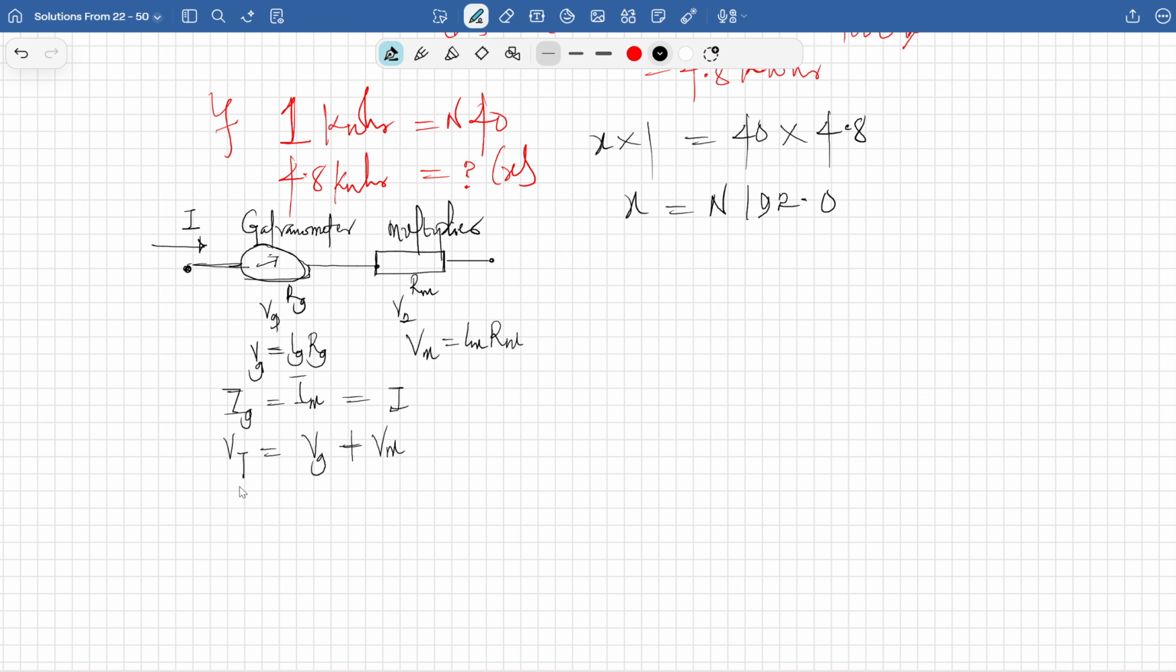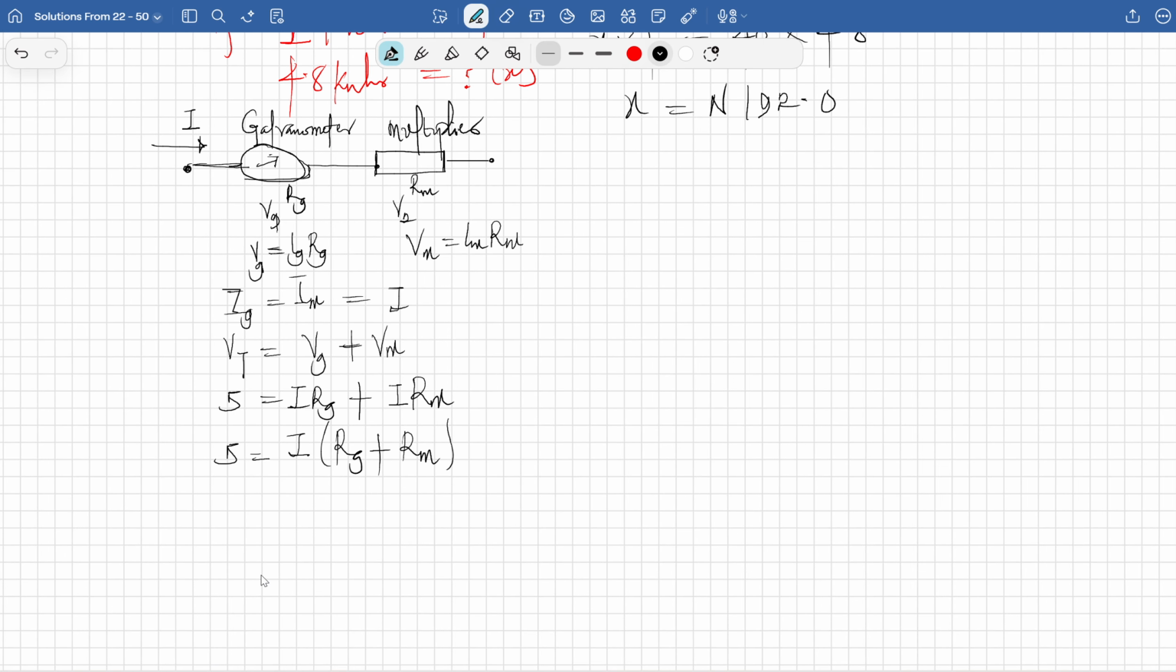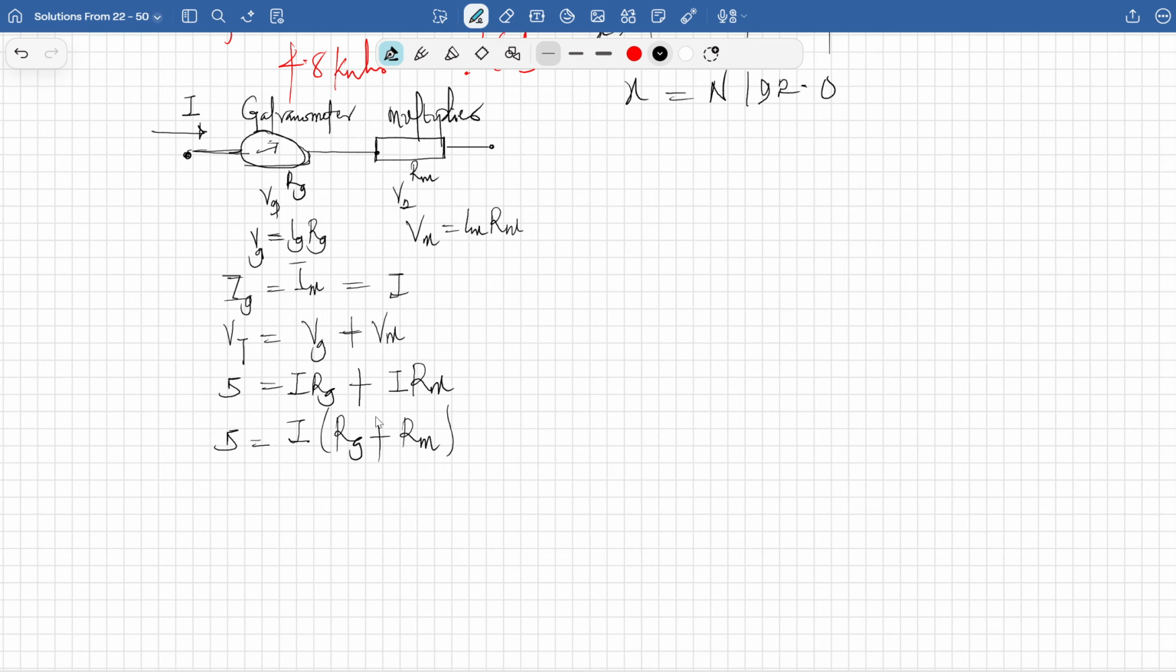So my V total is the 5 volts that we're given, which equals VG. You know that is IG RG, but I is the same for both. So I'm going to do this plus IM, so that is I, which is also the same for both, RM. So 5 equals, you can factorize out I, RG plus RM there. So we're going to solve for, don't forget, we want to solve for the resistance of the galvanometer. Resistance of the galvanometer is what we're looking for.